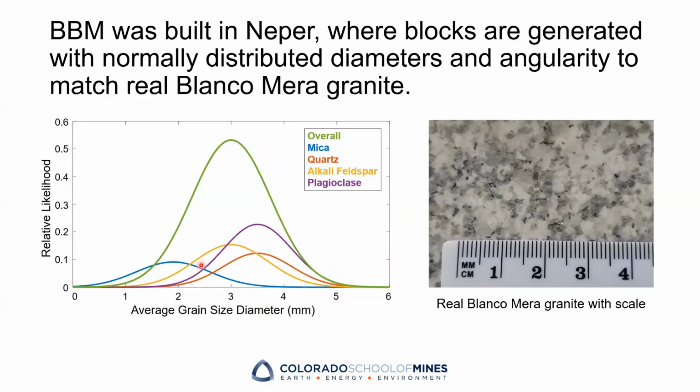This had to be done because of a limitation within the program that was used to run simulations on the BBM. The program could not run tests when grains of very small diameters were included in the BBM. So a slightly smaller standard deviation was used for this overall curve than was ideal. The angularity inputs were chosen so that the general shape of the blocks in the BBM matched that of real Blanco Mera granite, shown in this image here.